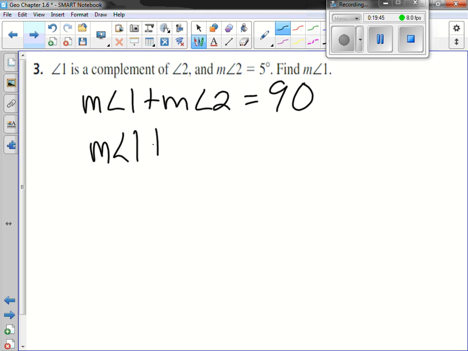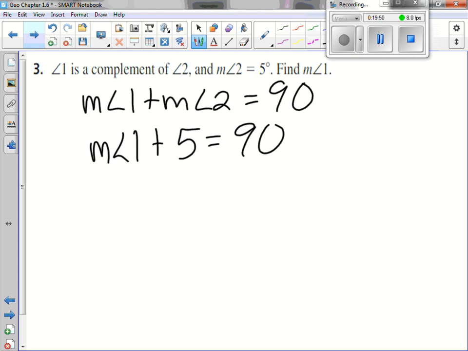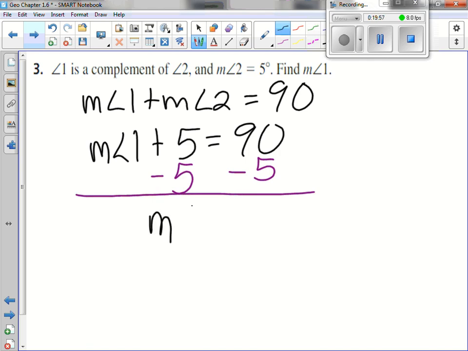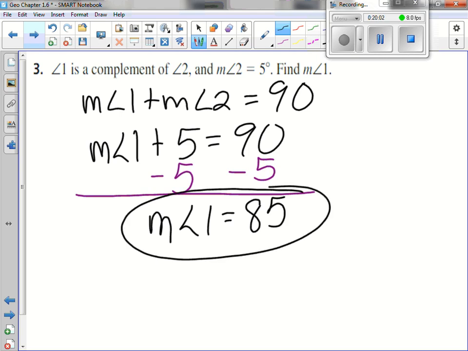It told us the measure of angle 2 is 5 degrees. So we can subtract 5 from 90, which would tell us that the measure of angle 1 is 85 degrees, because 85 plus 5 will give us 90. Because they are complements. They're complementary angles. Any questions on this here?